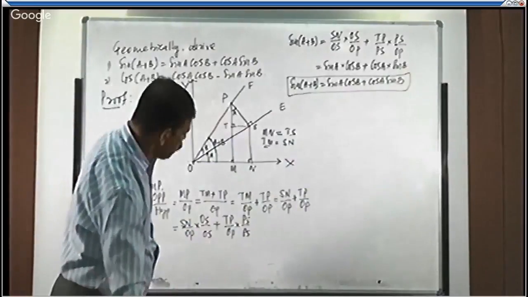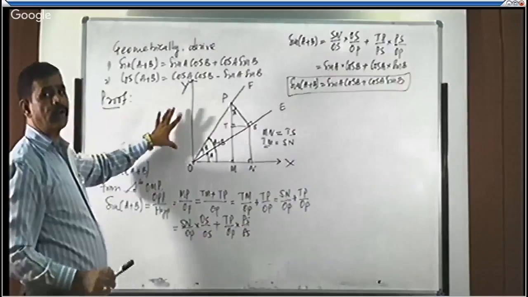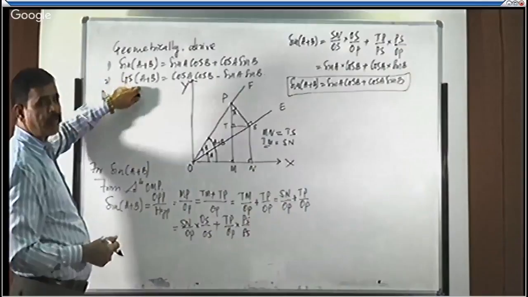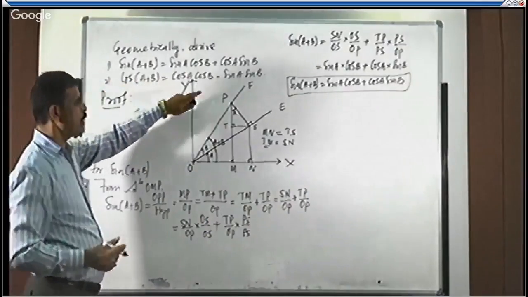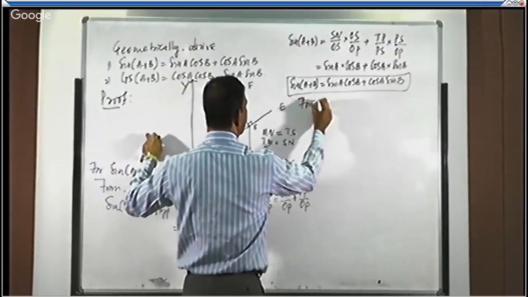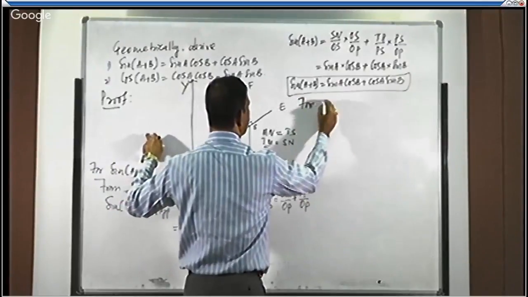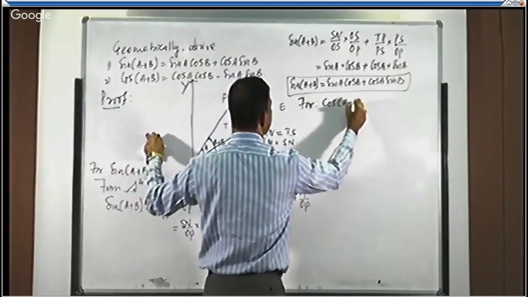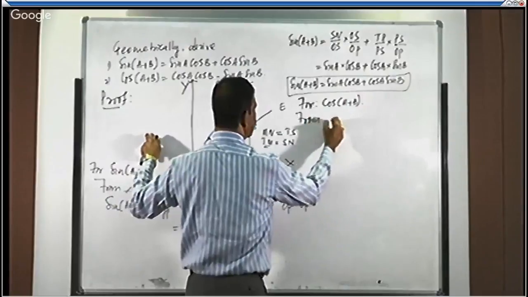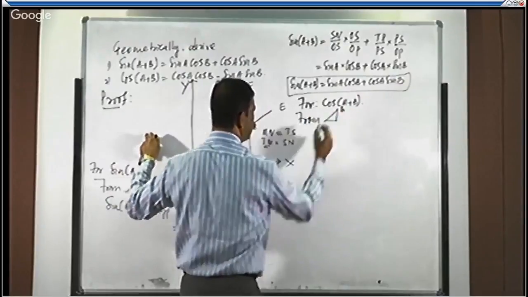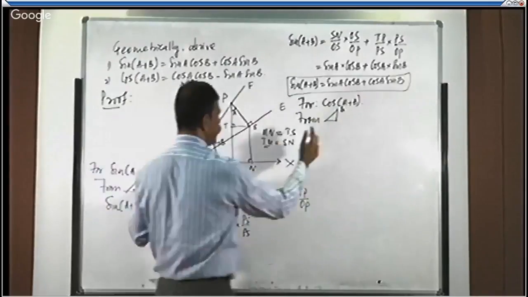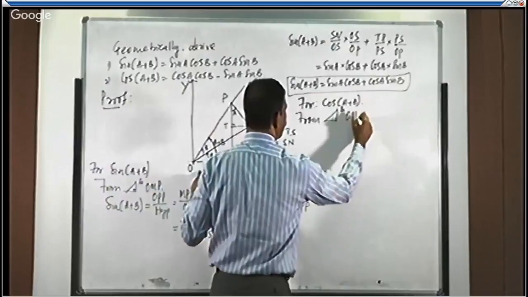In this way, we can derive the sine of A plus B formula. With the same figure, we can also derive the formula cos of A plus B is equal to cos A cos B minus sin A sin B. You take the same triangle for the cos of A plus B derivation from the right angle triangle. Which right angle triangle? Same thing, OMP.